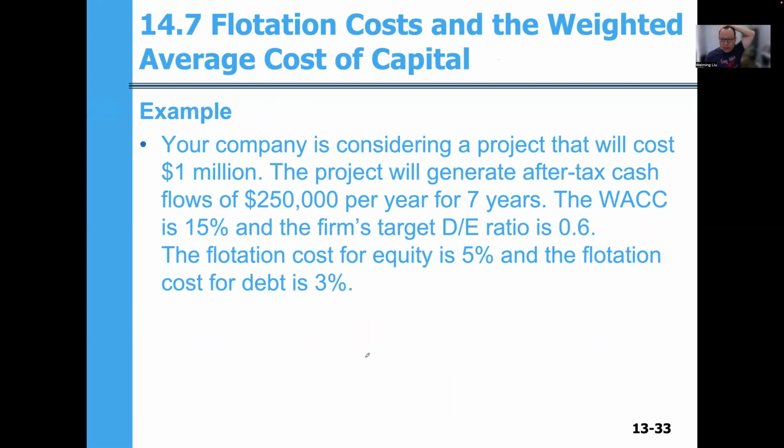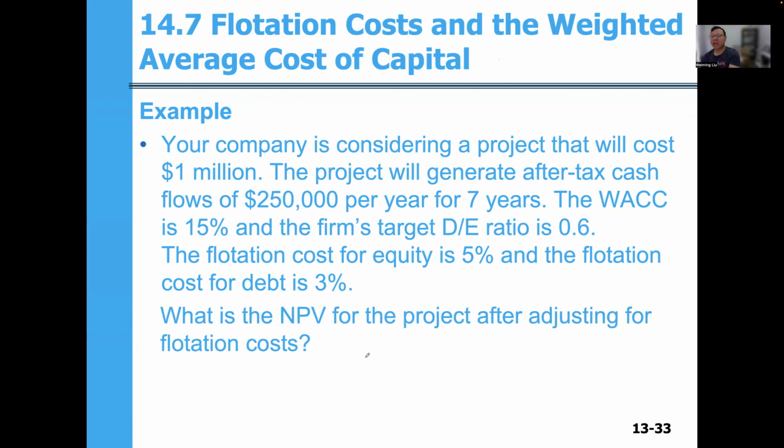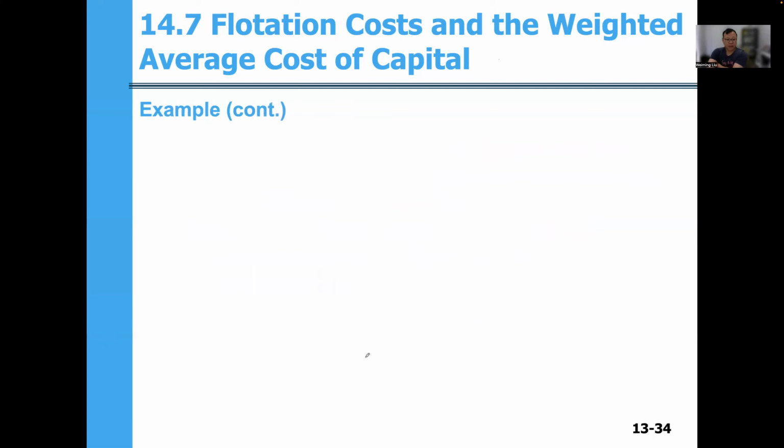The company is considering a project that will cost $1 million. The project will generate after-tax cash flow of $250,000 per year for 7 years. The WACC is 15%. The firm's target debt to equity ratio is 0.6. The flotation cost for equity is 5%, and the flotation cost for debt is 3%. What is the net present value of the project after adjusting for the flotation cost?